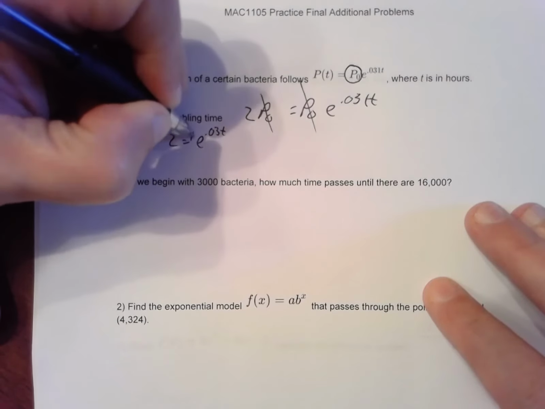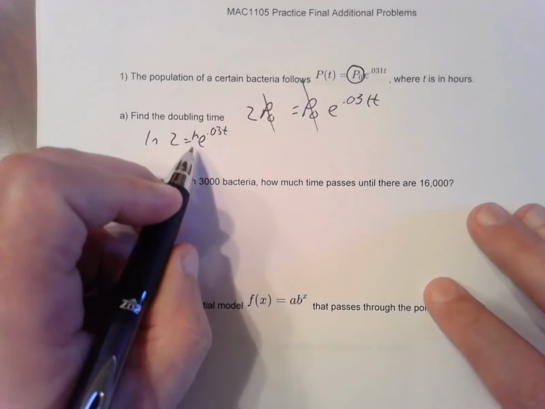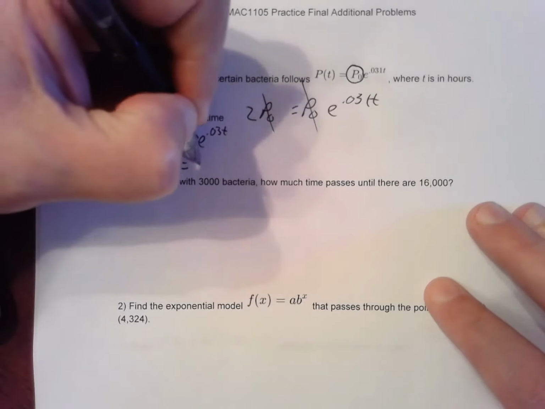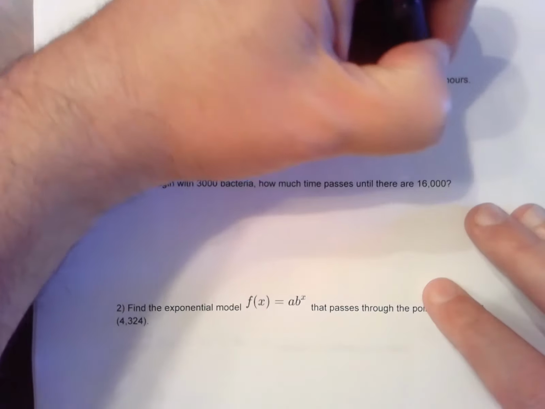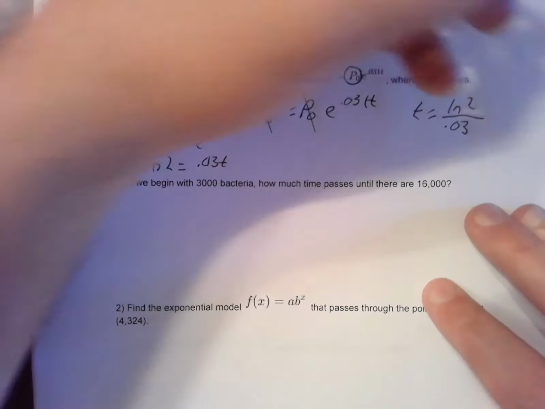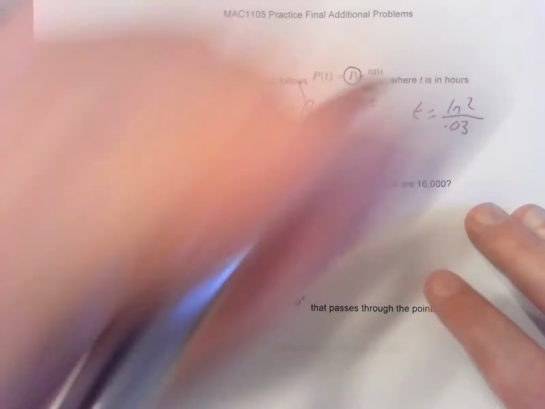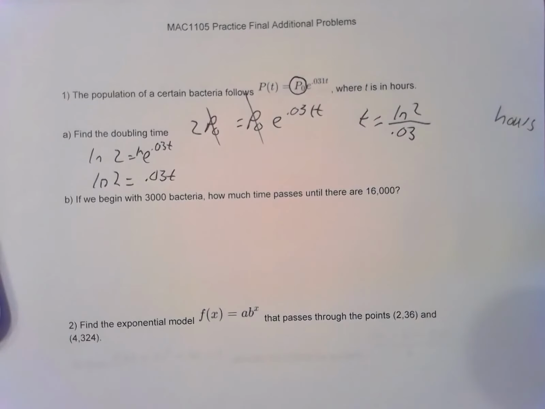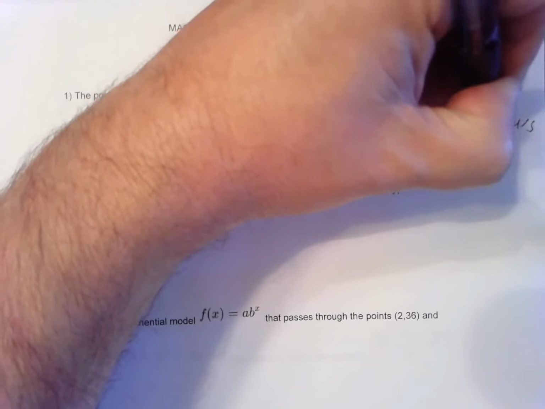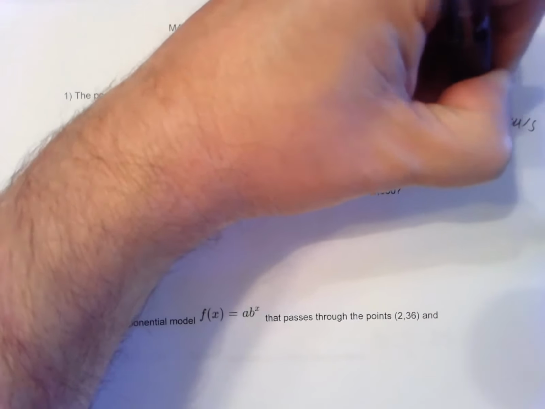I take the natural log of both sides. Natural log of e to the anything, those are inverses of each other. They just cancel out. So I get this equation, just divide, and I get t equals ln of 2 divided by 0.03, and that's in hours. I guess I'll throw that in a calculator for you. You can just type that in a calculator. And I got 22.36 hours, approximately. Exact form is fine. You could have left it like that.